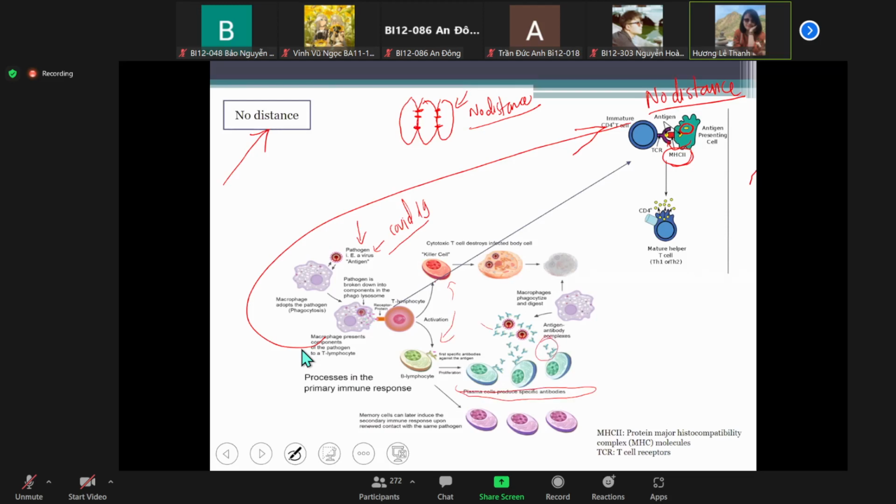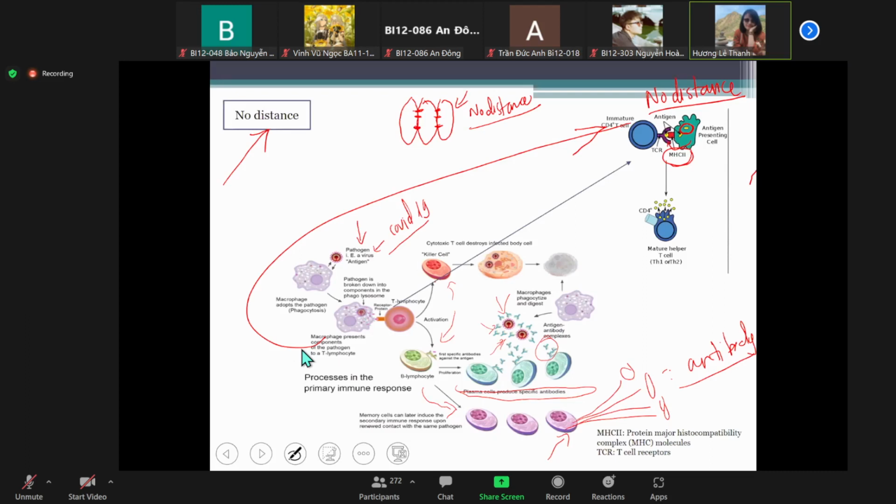Antibodies will come to find the virus and block it, so the macrophage can kill the virus more easily, or they can differentiate into B memory cells. So the next time you meet COVID again, they can differentiate into numbers of plasma cells and produce the antibody more efficiently and more rapidly. So the contact between two immune cells, we call no distance. They need to touch each other to receive information.